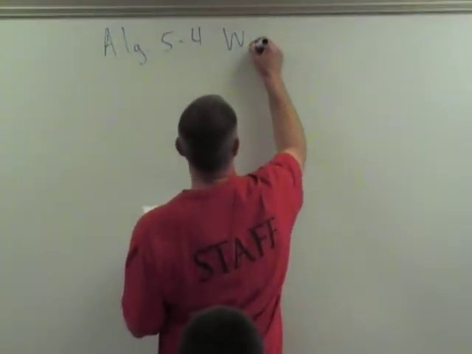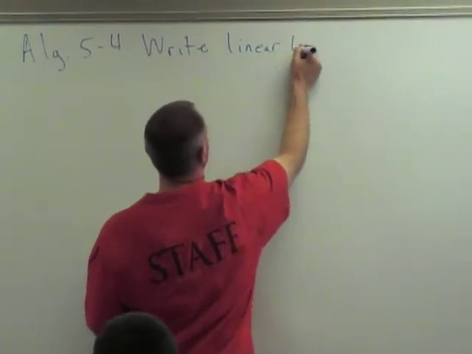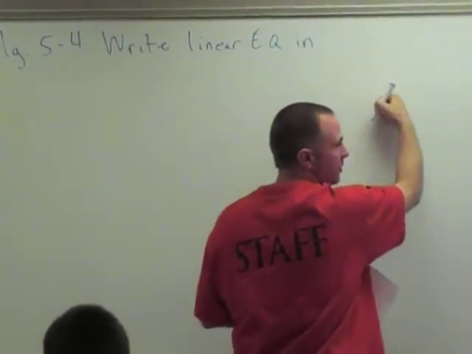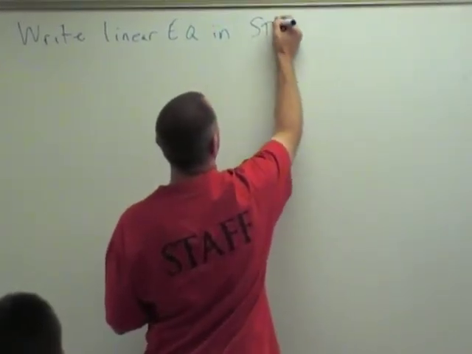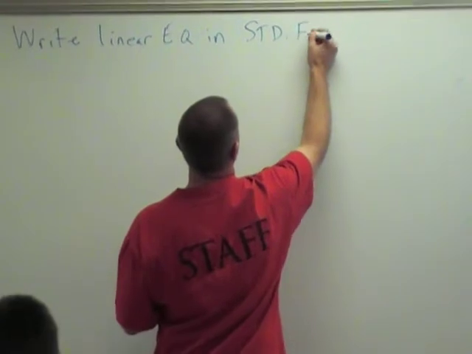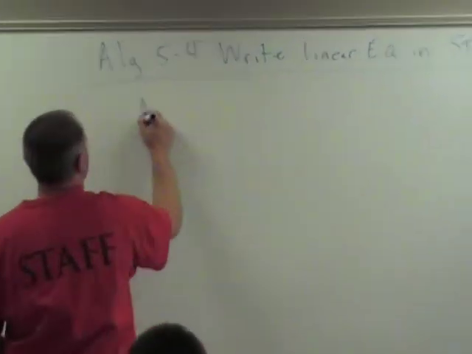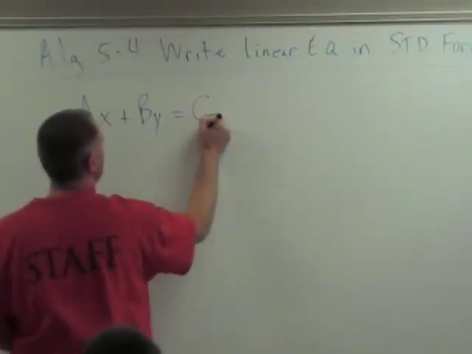5-4. Write linear equation in not slope-intercept form, not point-slope form, but standard form. Standard form is capital AX plus capital BY equal to capital C.